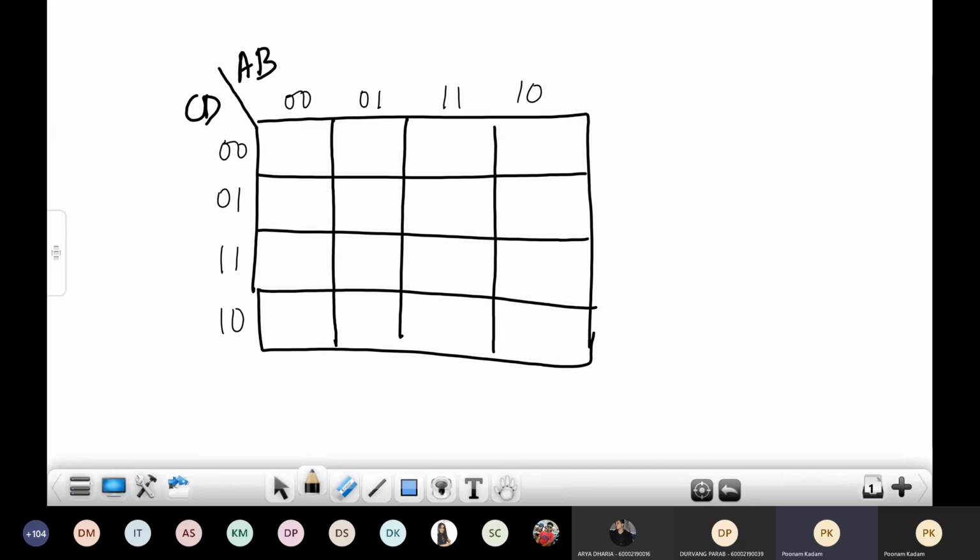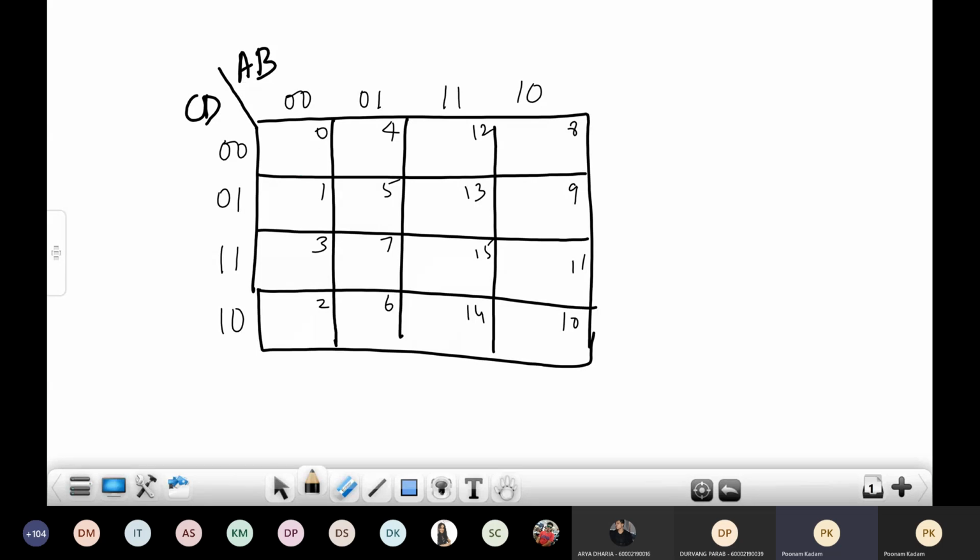And we know that each cell of this K-map represents a unique min term. Let me write down the min term corresponding to each cell. The first cell corresponds to 0, 0, 0, 0, which means min term 0. Then the cell below it is 0, 0, 0, 1, which means 1. This is 2, this is 3, 4. You have already seen this in the last class, so I'll simply write the rest of the min terms: 8, 9, 10, 11, 12, 13, 14, and 15, right? So this is the K-map for a four variable function.